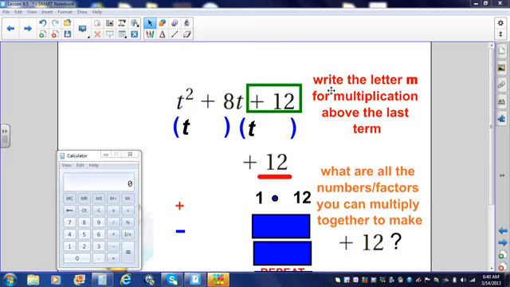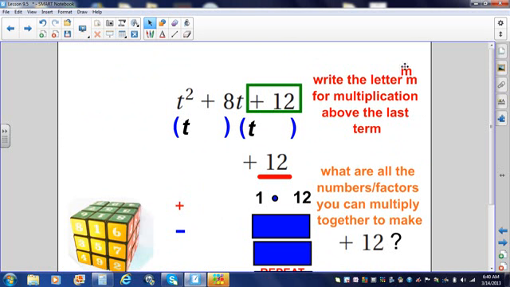The next thing I'm going to do is write the letter m for multiplication above my last term. Write the letter m for multiplication above the last term. Now we're going to ask ourselves, what are all the numbers or factors, Blackhawks, that we can multiply together to make positive 12? So we can do 1 times 12. Please list these on your paper.